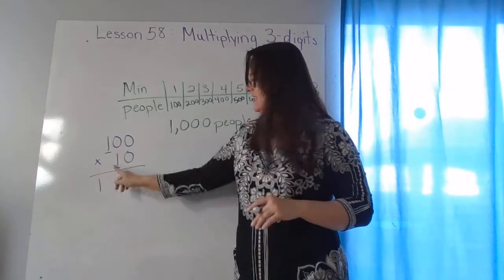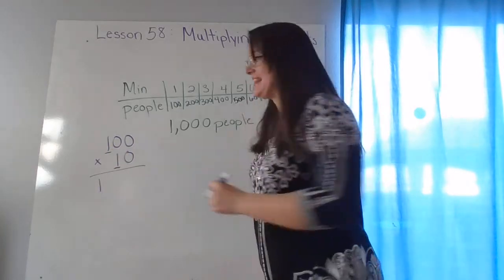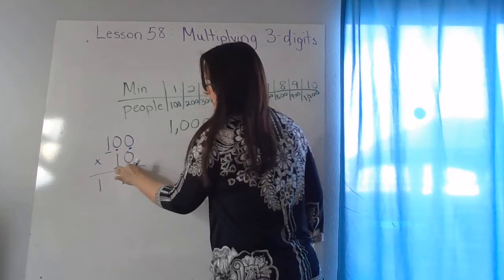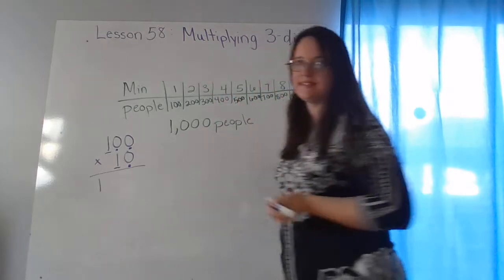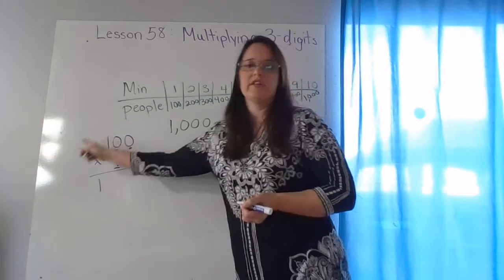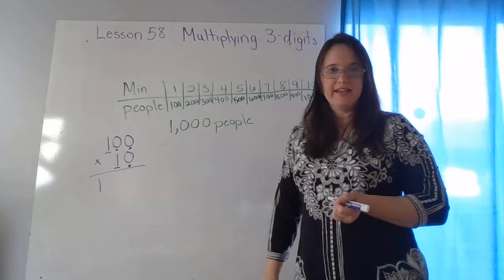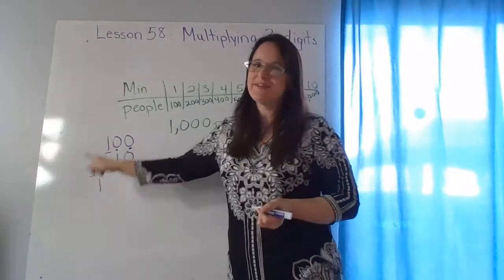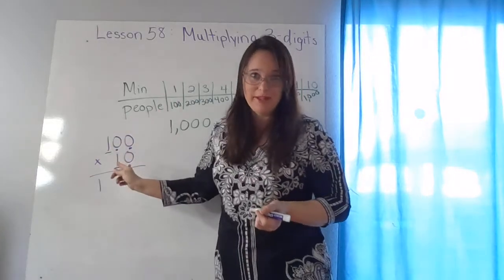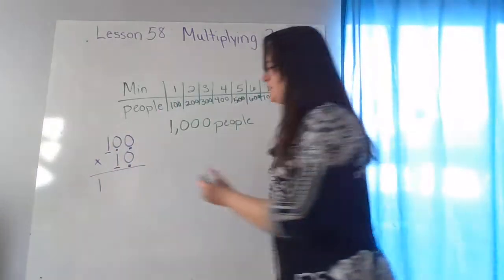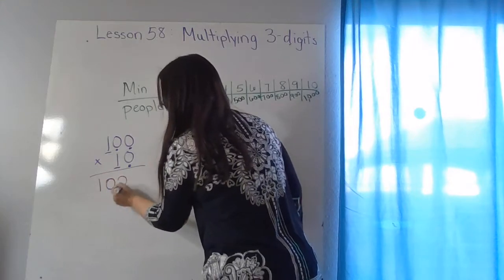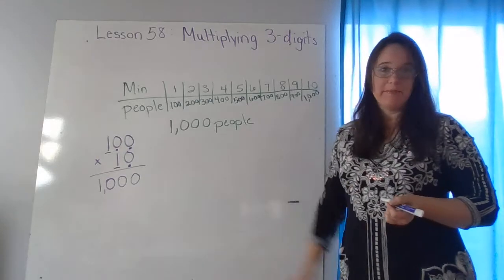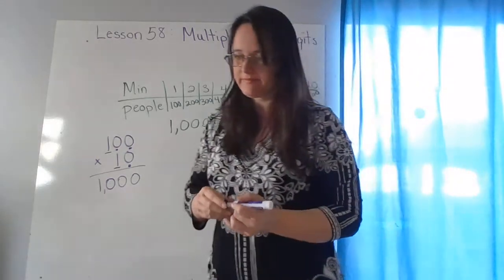1 times 1 is 1. And then I'm going to count my zeros. 1 zero, 2 zeros, and we count this one too, 3 zeros. So if there are 3 zeros getting multiplied in my problem, I have to have 3 zeros in my answer. So 1, 2, 3, I can stick a comma in there and look, same answer, 1,000 people.